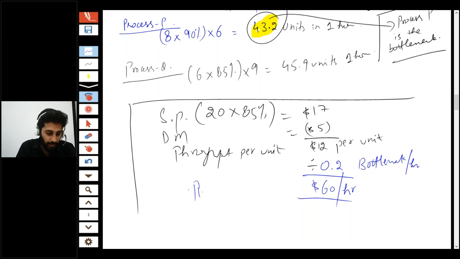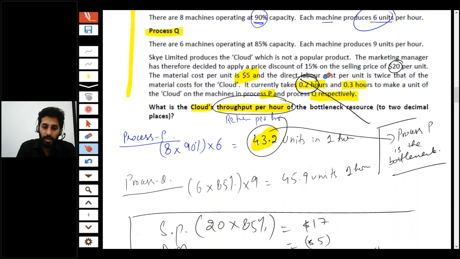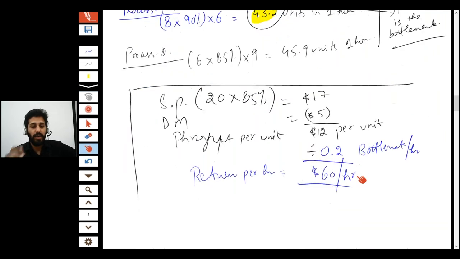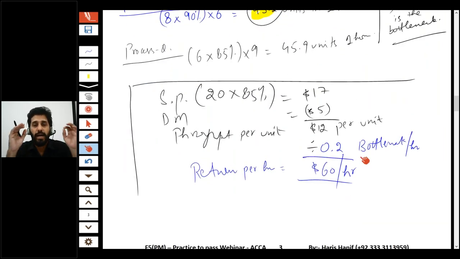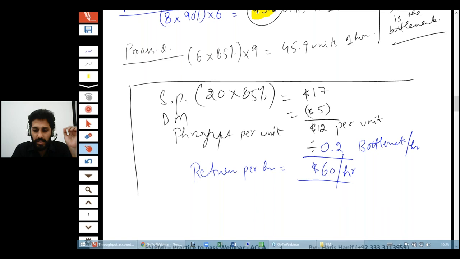And that's written per hour, right? So that's a very simple thing. That is the bottleneck. And so the $60 per hour is the return per hour. It's not calculating the entire throughput accounting ratio. They are just calculating the return per hour. Now that's the solution.